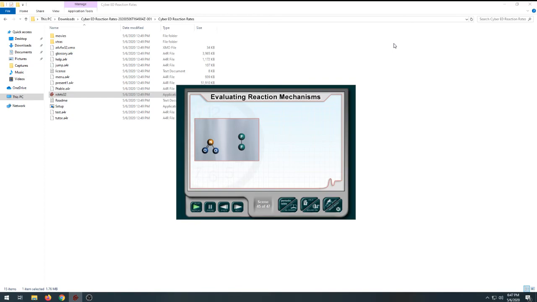Using the guidelines given in the last scene, you can evaluate a proposed reaction mechanism. Consider the combination reaction of nitrogen dioxide and fluorine gases, which produces nitrile fluoride gas. Experiments have shown that the rate law for this reaction is k times the concentration of nitrogen dioxide times the concentration of fluorine. Now, examine a proposed reaction mechanism.